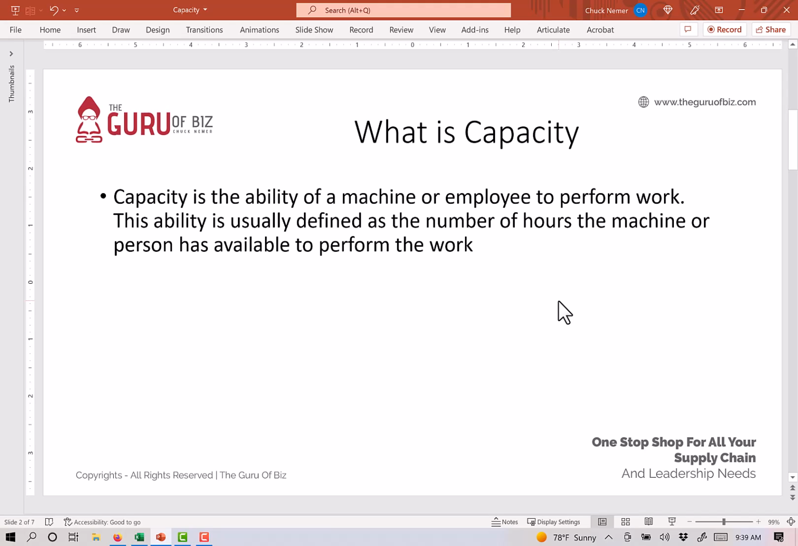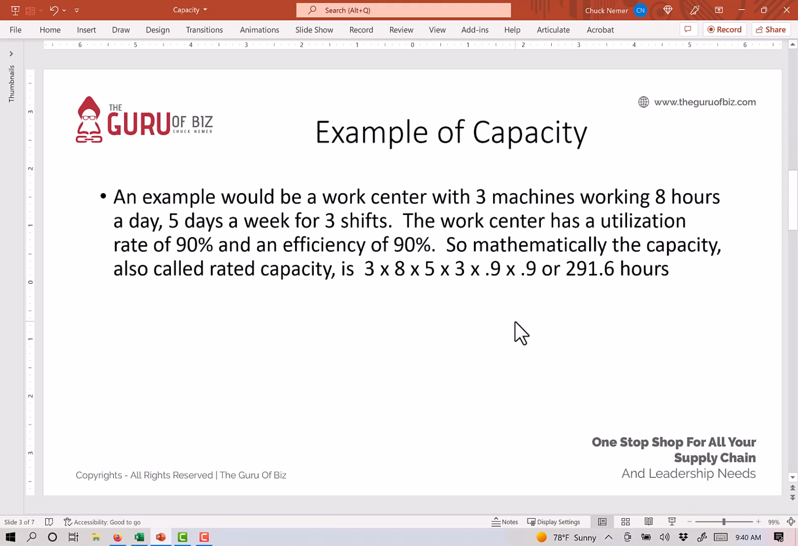But capacity can also be the amount of space in the warehouse, or the amount of currency you have available for a project. So capacity can really apply anywhere, but most often for machine and employee work. And so it's usually defined as hours the machine or person has available to perform the work.